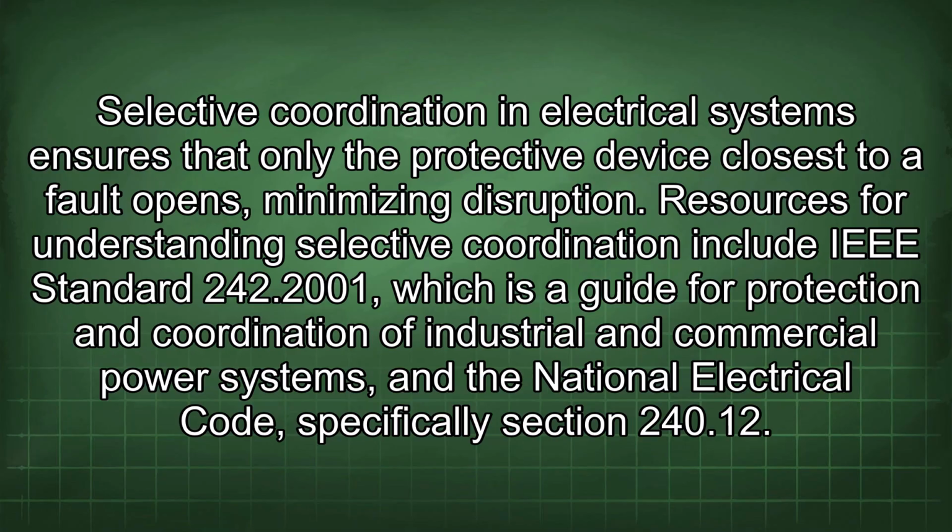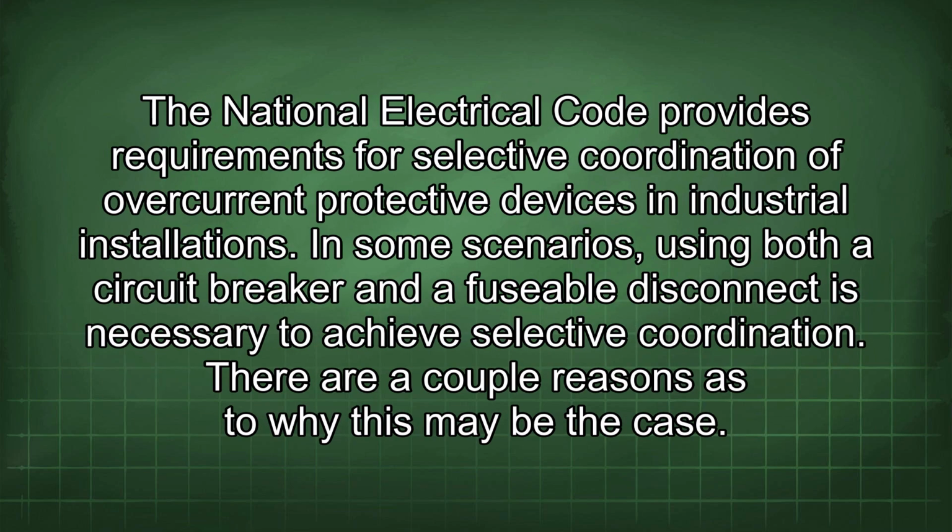Selective coordination in electrical systems ensures that only the protective device closest to the fault opens, minimizing disruption. Resources for understanding selective coordination include IEEE Standard 242-2001, which is a guide for protection and coordination of industrial and commercial power systems, and the National Electrical Code, specifically Section 240.12. The National Electrical Code provides requirements for selective coordination of overcurrent protective devices in industrial installations.